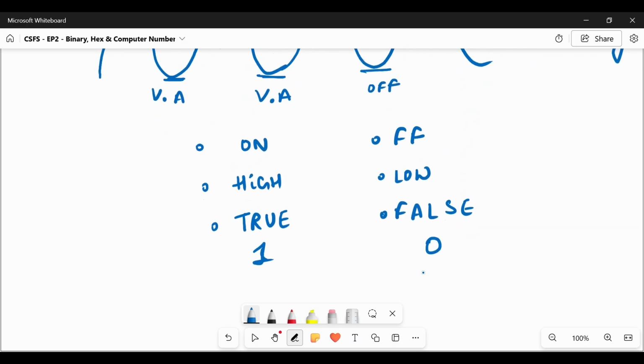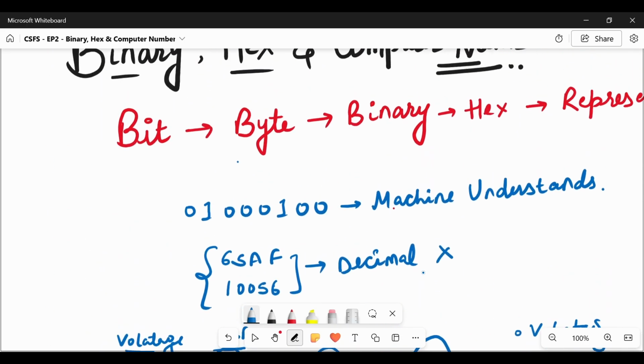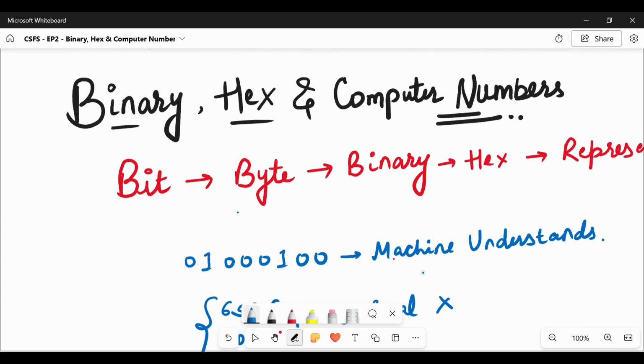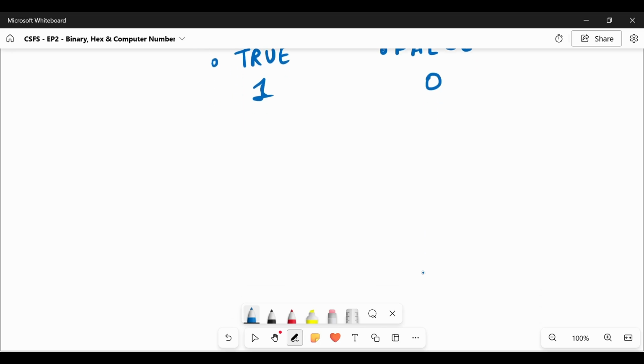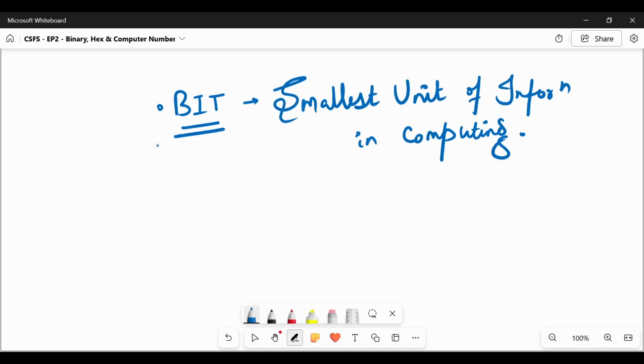So all the data finally needs to be converted into electrical signals only. What do bits, bytes, binary, and hex mean, and how can we understand and represent them? The first thing is, what is a bit? A bit is the smallest unit of information in computing. A bit has only two possible values, 0 or 1, high or low.